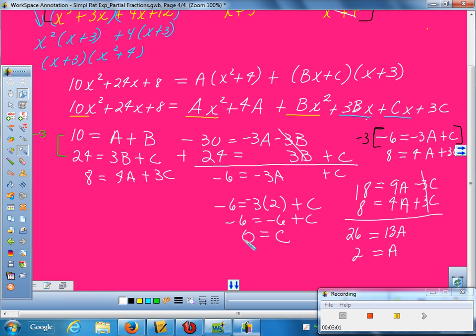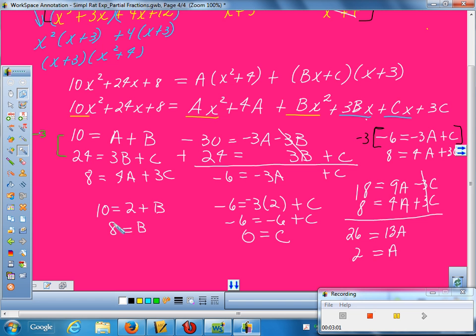Okay. Lastly then, I need to find b. So I could come back, looks like the very first equation, the 10 equals. I could come back and go 10 equals a, which is 2, plus b, which I don't know, and therefore that means b equals 8. And I've solved for all three variables.